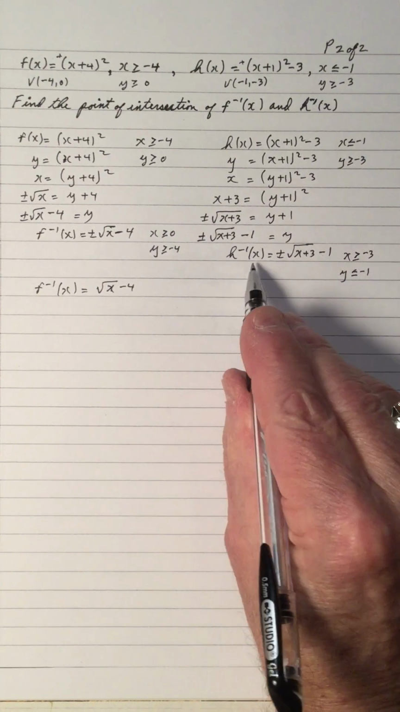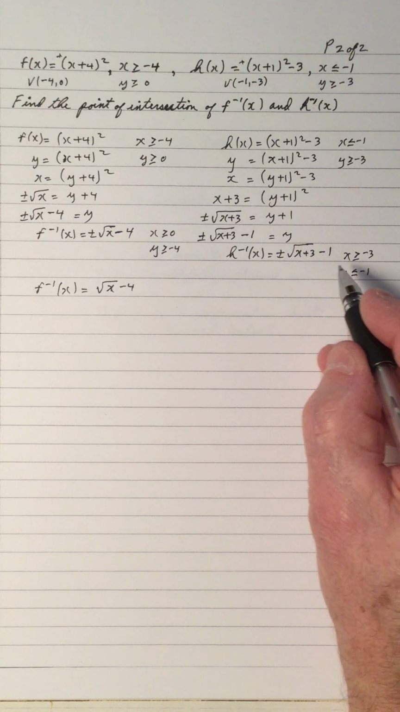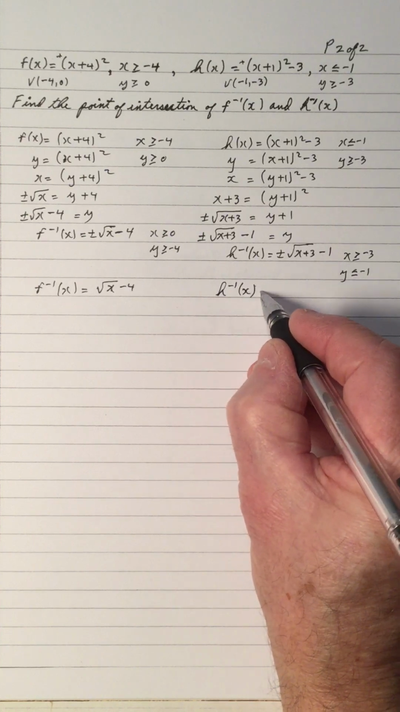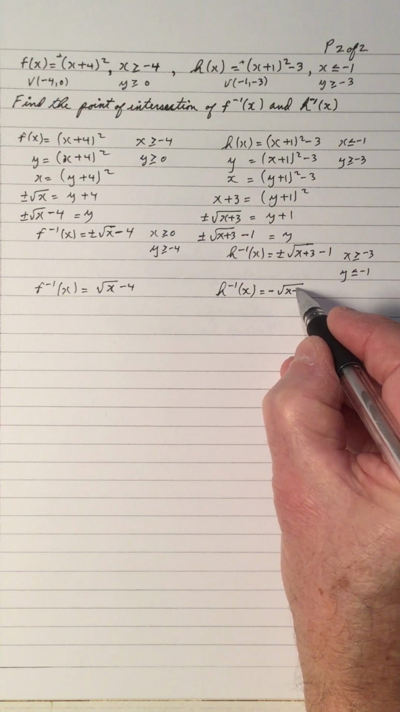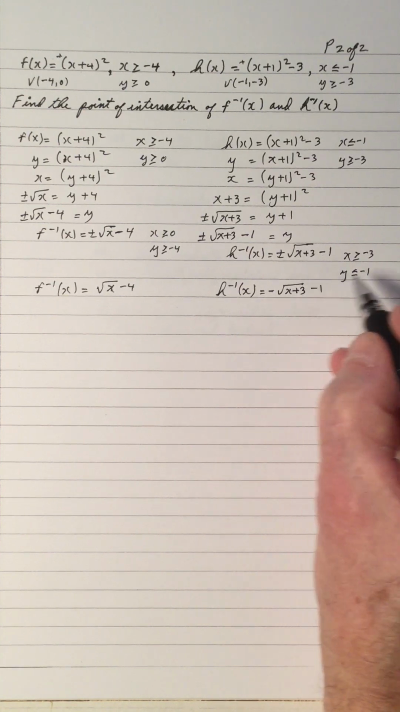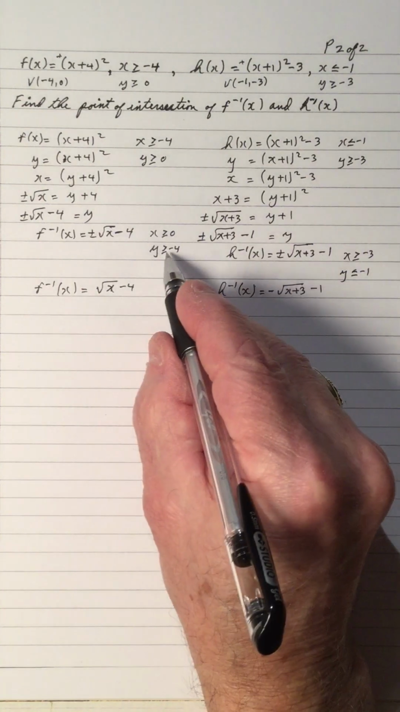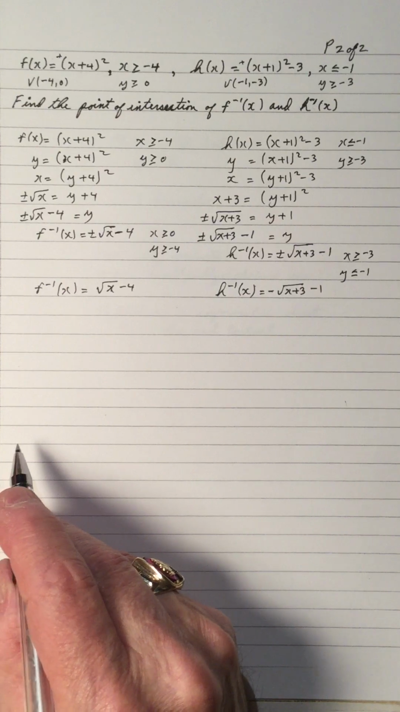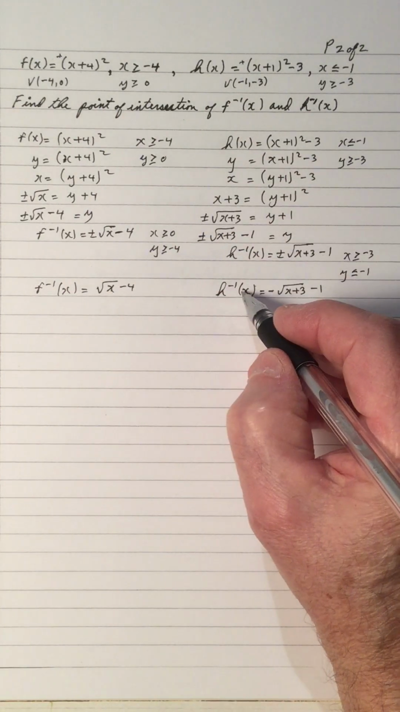Now, the inverse: the y value is less than -1, and less than is a negative. So that means the h of negative x is the negative of the square root of x plus 3 minus 1. Because that's less than, that means that's negative. Because that's greater than, that means we picked a positive. So we want to find the points of intersection of the inverse of f and the inverse of h.